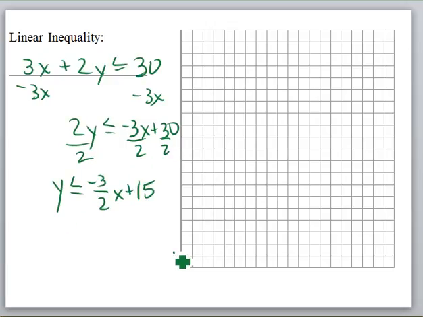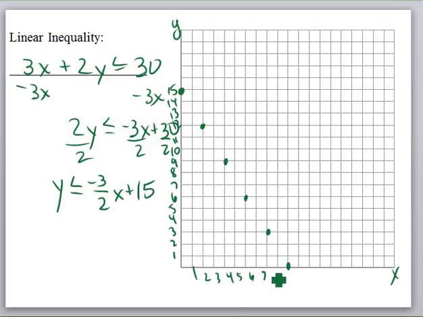I'm going to plot 15, but I've got to have my graph made. So I'm just going to count by ones here. And 15 happens to be right here. So this is my y-axis. And then this is my x. I'm going to go down 3 over 2, down 3, over 2, down 3, over 2, down 3, over 2. So over here, my x values, and I would use a solid line, and I would shade below the line.